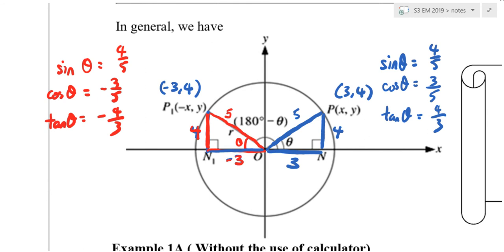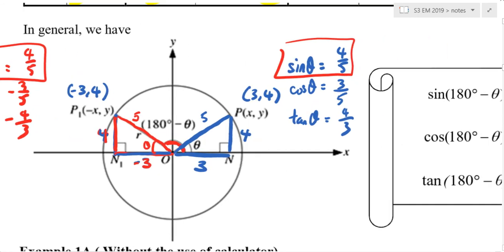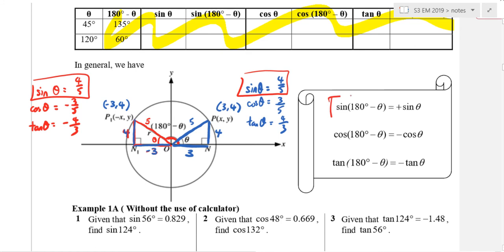Therefore, we can draw a conclusion that for 180 minus theta, the sine ratio is the same. So these two are formed here. You see, they are the same, plus plus. But for this, what happened? It will be minus.